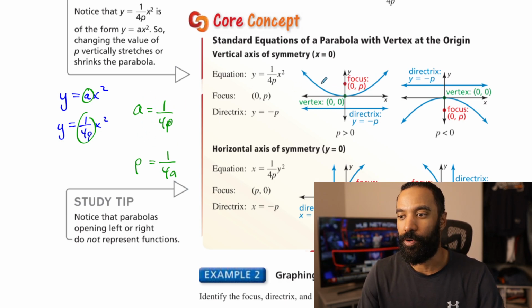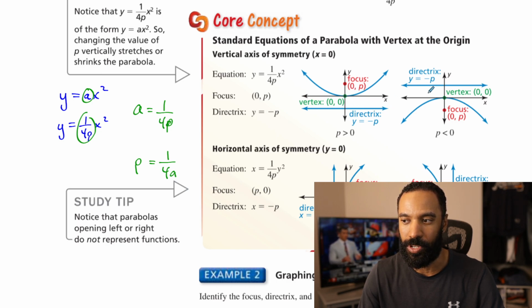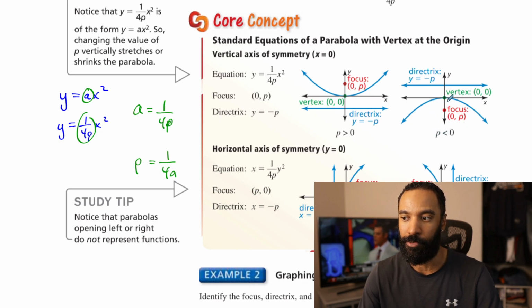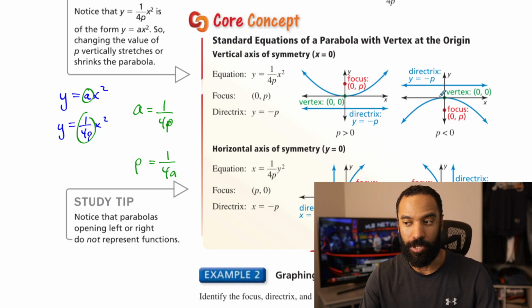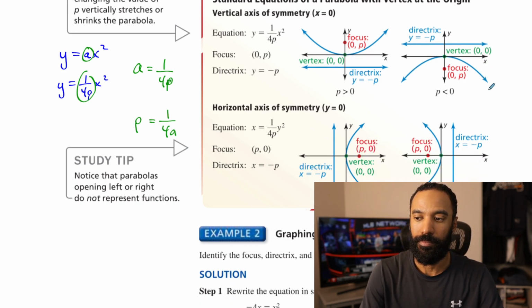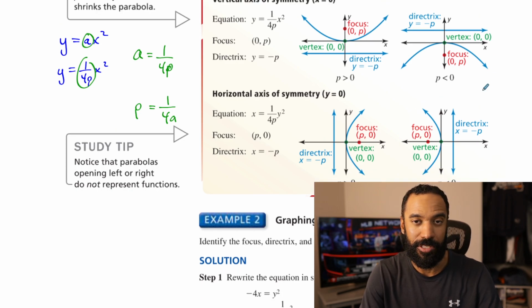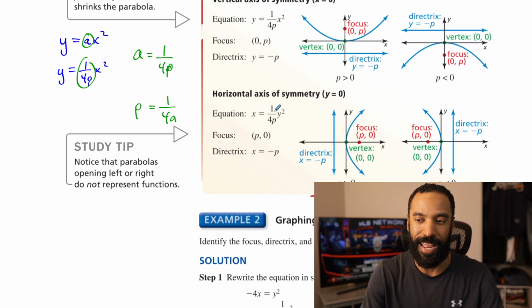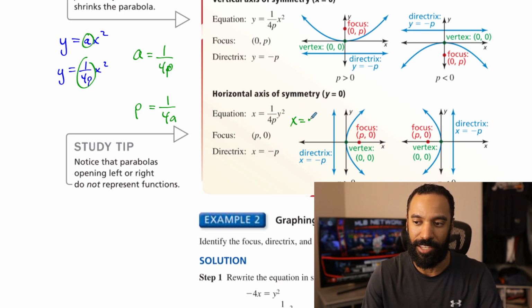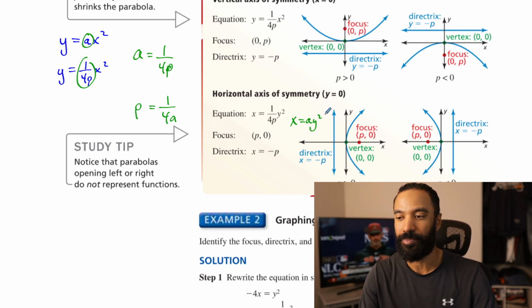Anyway, so notice the focus is inside the parabola if it's upward facing. The directrix is on the outside and it's a horizontal line. If your graph faces downward like this, p is a negative number, then it's going to be 1 over 4p. Therefore, if p is negative, a is also negative, right? And it goes upside down like that. You can have sideways parabolas. They're not functions, but you can make sideways parabolas in an x equals y squared format. x equals y squared. Of course, you'll see me have x equals a y squared. Horizontal stretch factor now will be the a value.